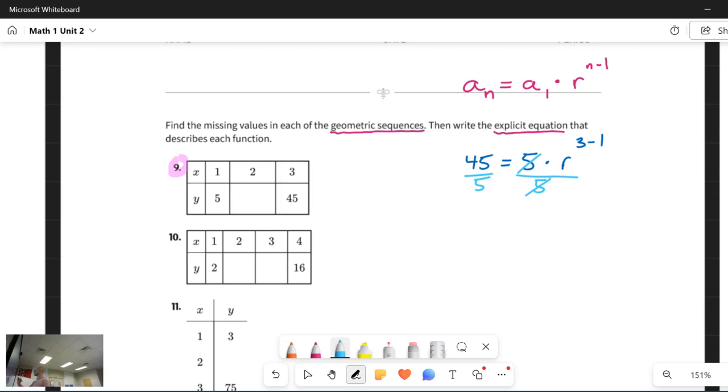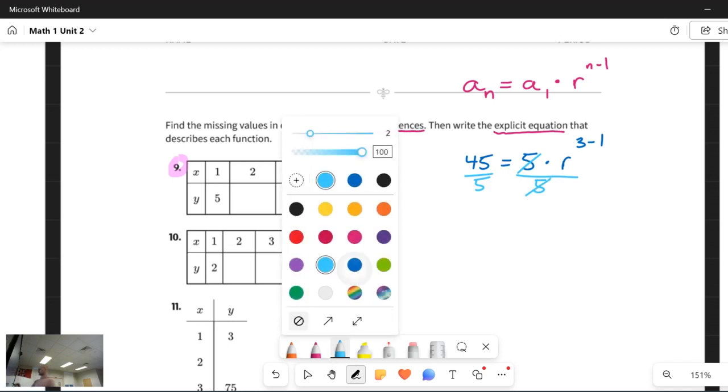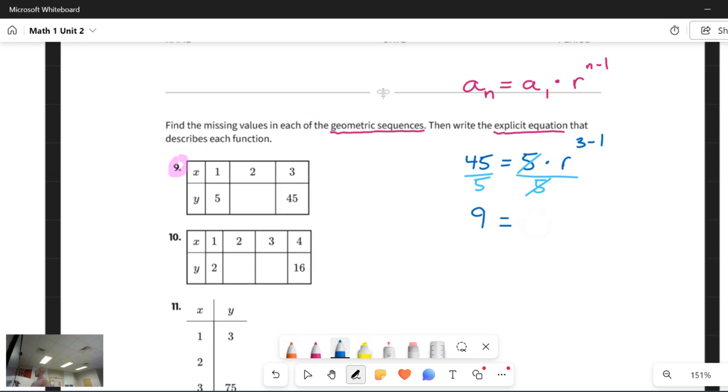What that 5 does, we cancel out here, and we're left with 9 is equal to r to the second. And we can square root both sides, and we get that our r is going to be equal to 3. And as always, per my videos, anything circled is important, but not a final answer. So we get our r is 3.